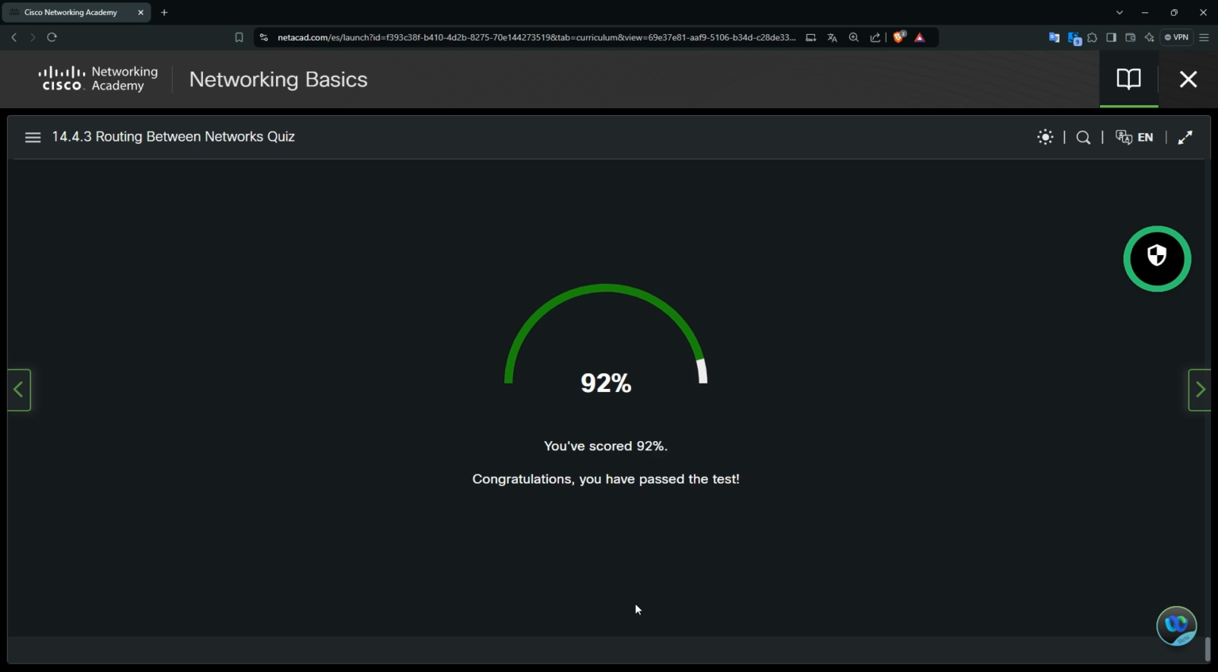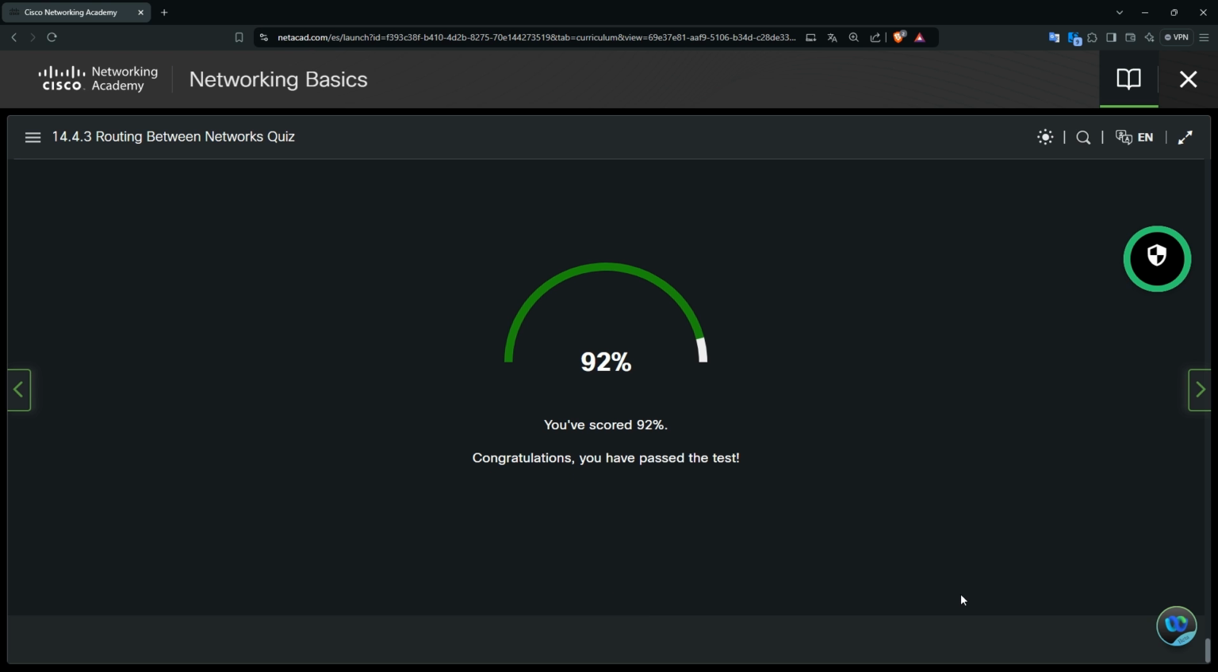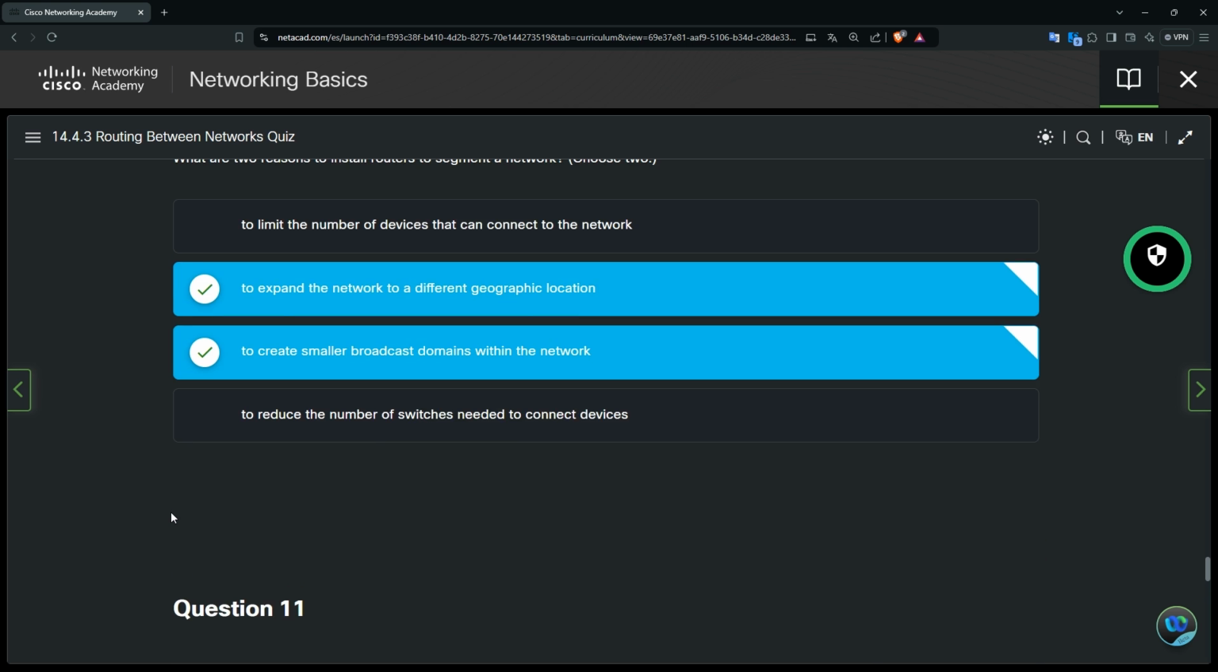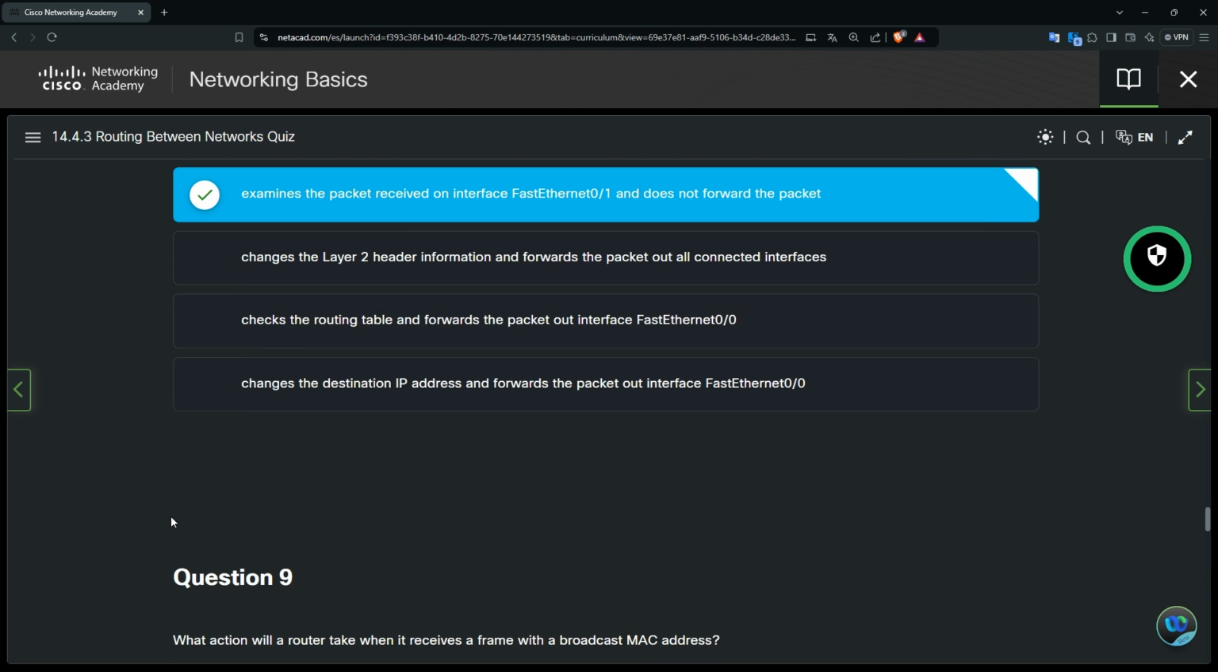You scored 92. Congratulations, you have passed the test. Okay, this is the routing table.